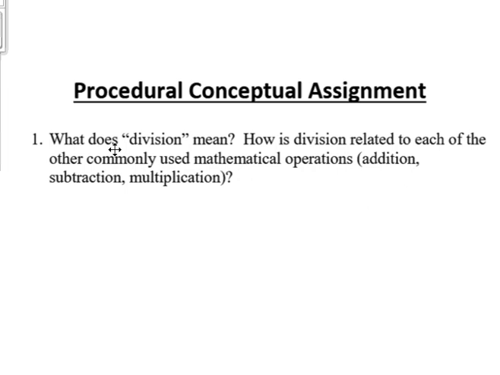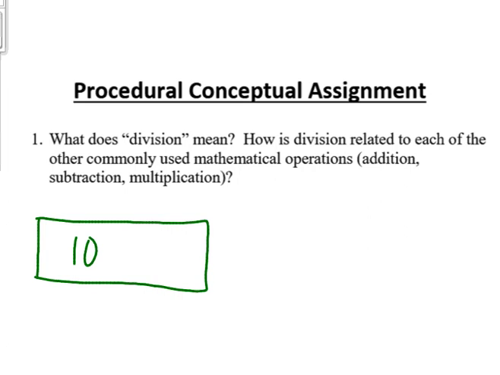Let's break that down though into, okay, what does division mean? So division is the process of dividing something into parts. That is true. So let's say we have a rectangle, for example, and let's say this rectangle is 10 inches long.